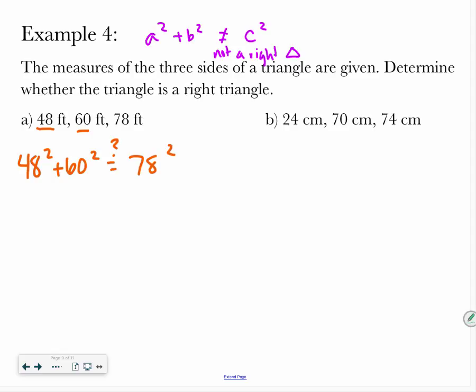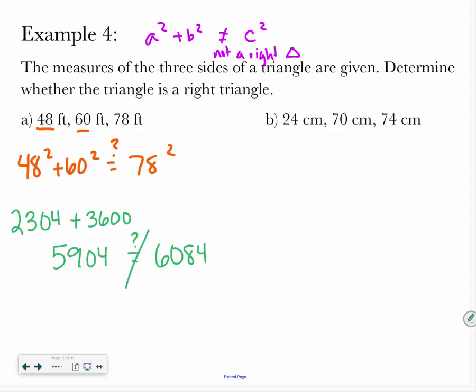So 48 squared gives me 2,304. 60 squared gives me 3,600. So if I add those together, I get 5,904. And I want my 78 squared to equal that number. But when I type 78 squared into my calculator, I get 6,084. Since those two numbers are not equal, I say this is not a right triangle. Since they didn't equal each other, they are not a right triangle.